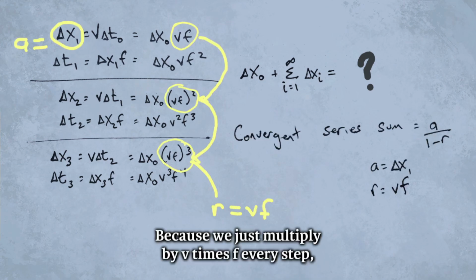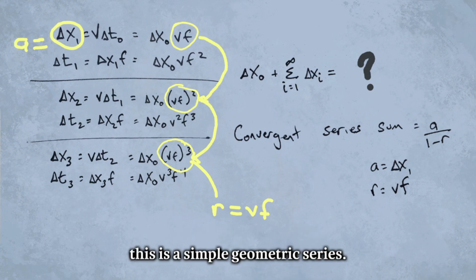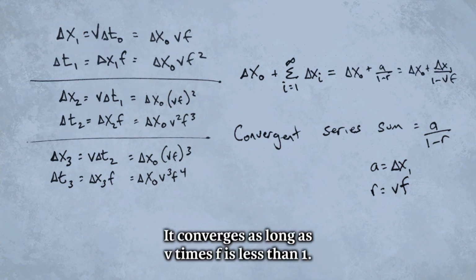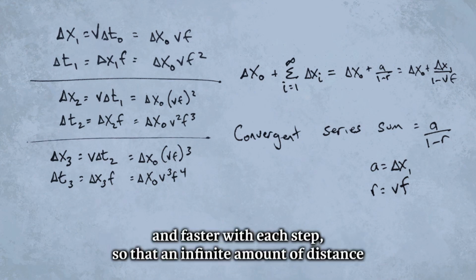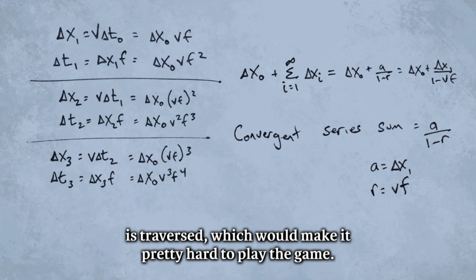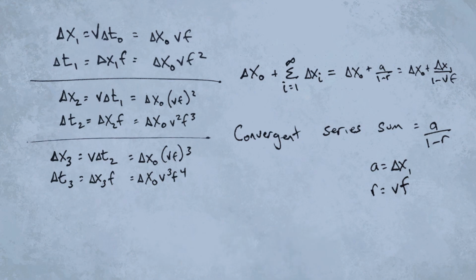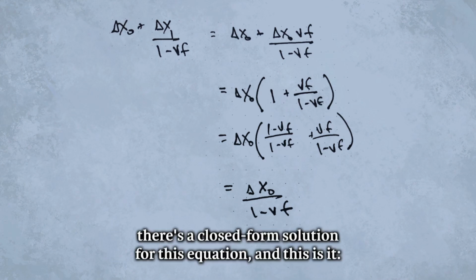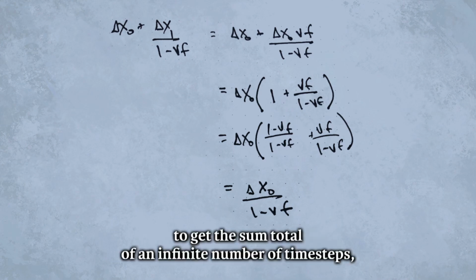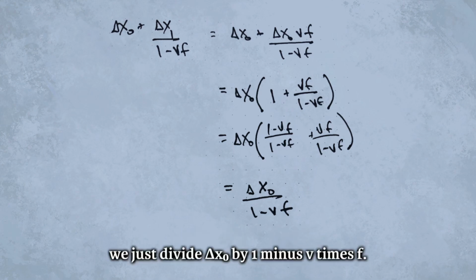Because we just multiply v times f every step, this is a simple geometric series. It converges as long as v times f is less than 1. If the platform were moving fast enough, it could carry the player faster and faster with each step, so that an infinite amount of distance is traversed, which would make it pretty hard to play the game. Fortunately, as long as v times f is less than 1, there's a closed form solution for this equation, and this is it. To get the sum total of an infinite number of time steps, we just divide delta x0 by 1 minus v times f.